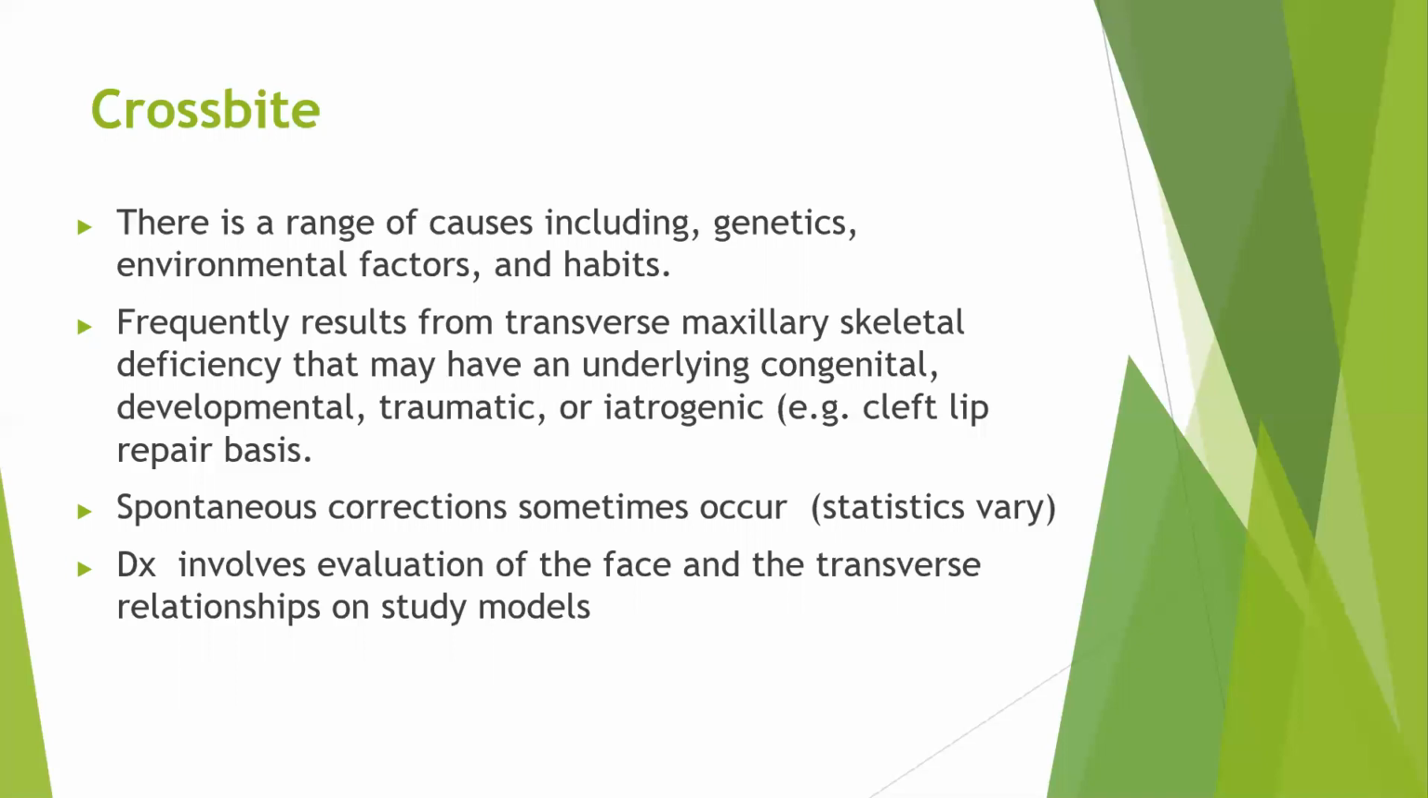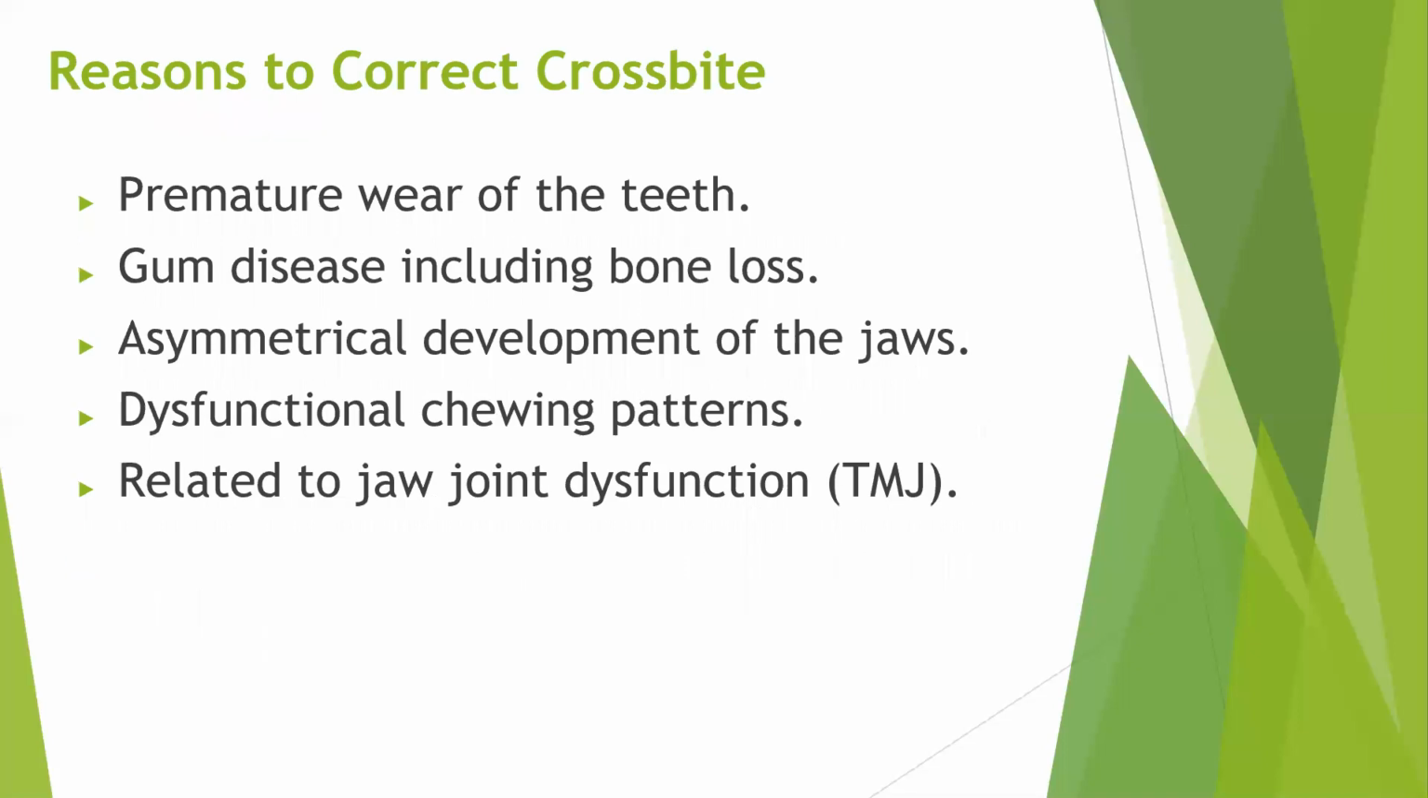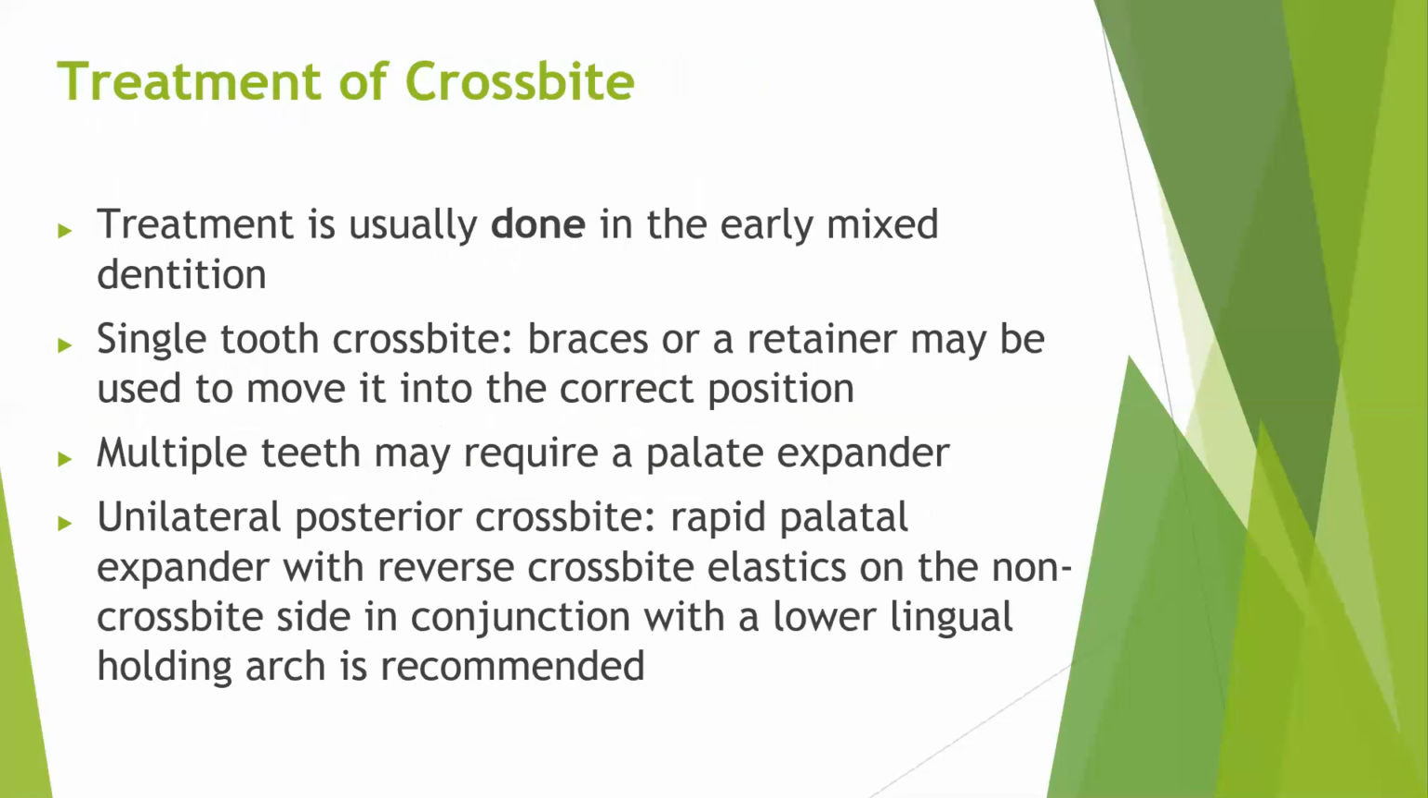Spontaneous corrections sometimes occur, and diagnosis involves evaluation of the face and the transverse relationship on study models and x-rays or radiographic diagnoses. Reasons to correct crossbite: to prevent premature wear of the teeth, to prevent gum disease including bone loss, asymmetry development of the jaws, dysfunctional chewing patterns, and causes relating to jaw dysfunction, which is TMJ. Many times a crossbite can cause TMJ problems.